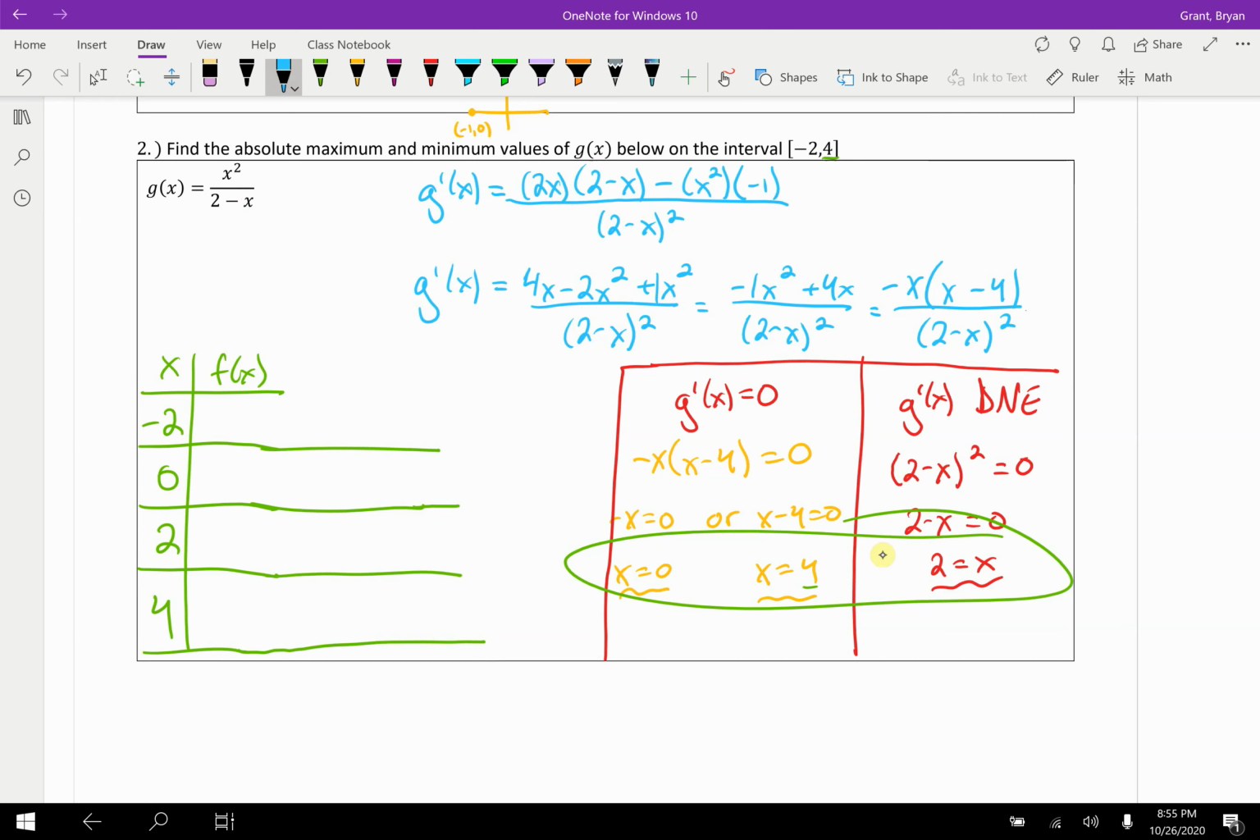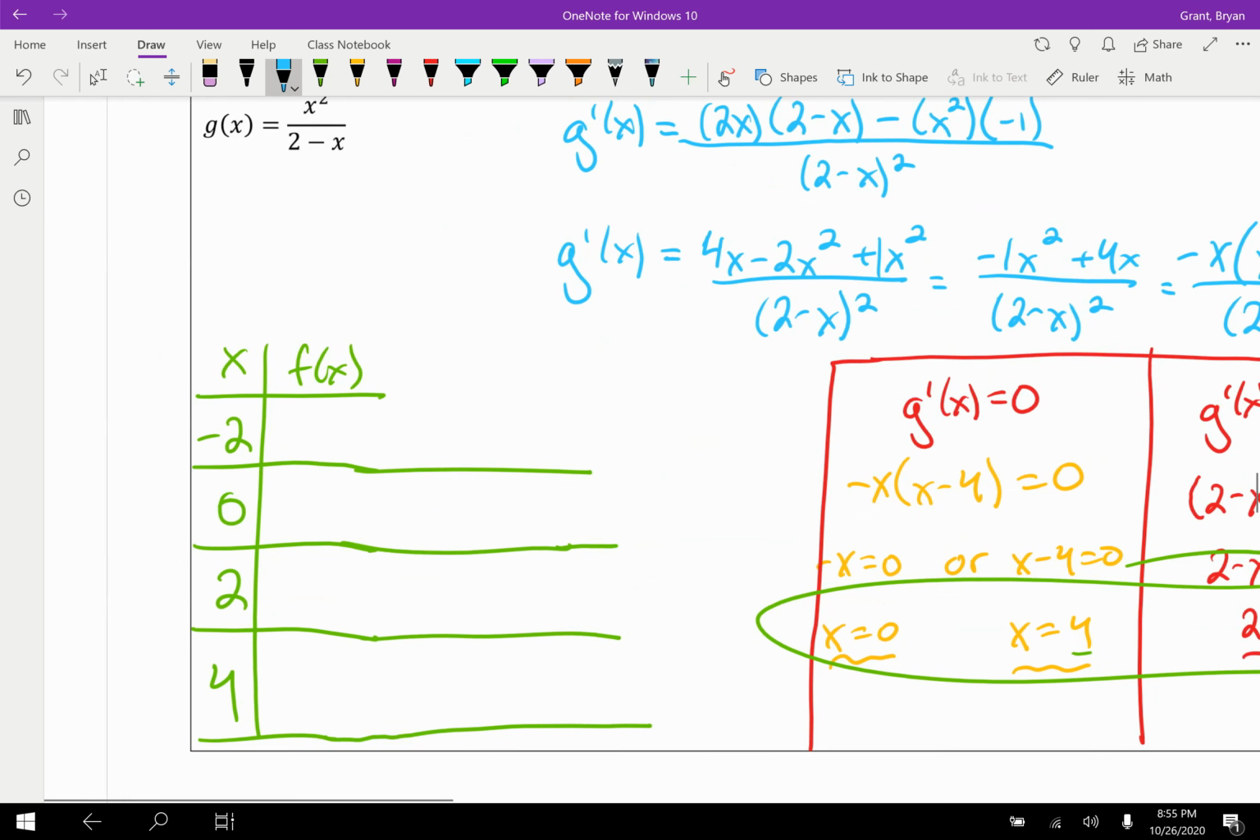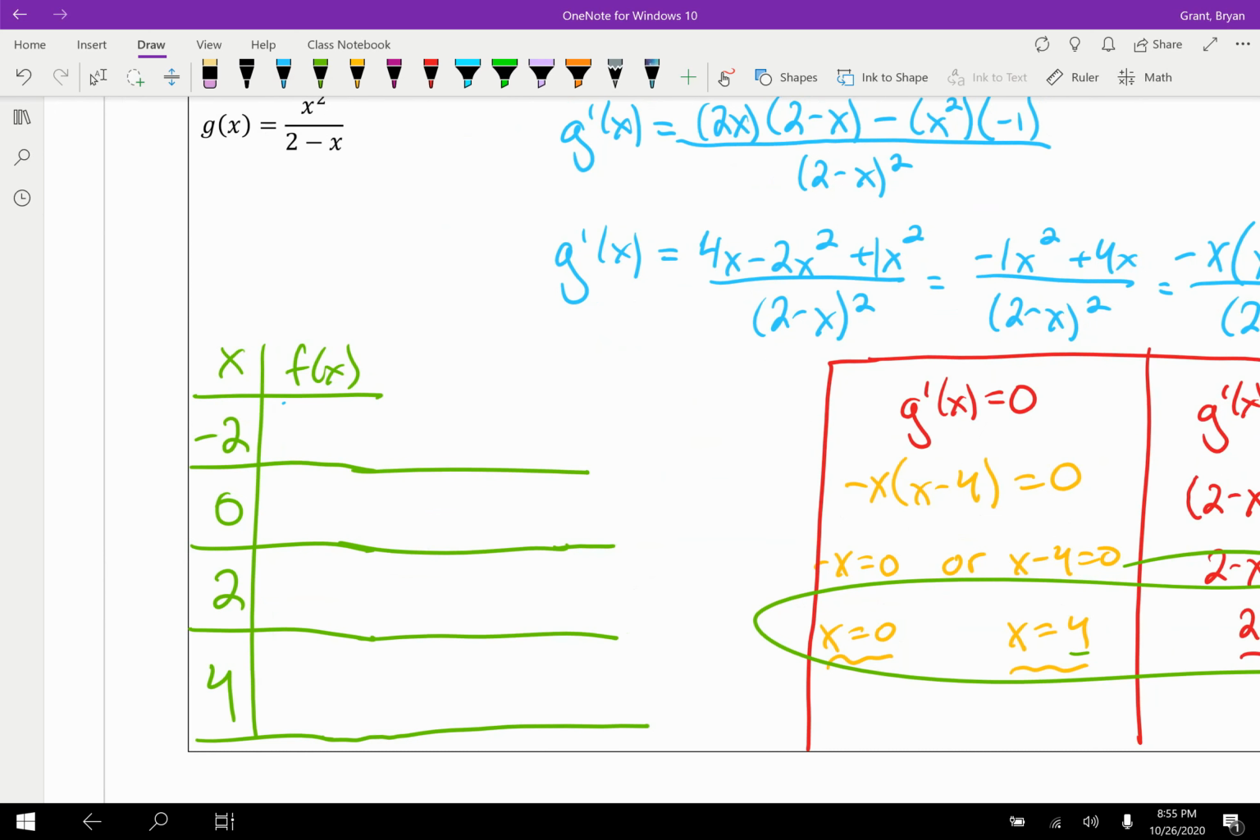Okay, so when I substitute -2 into my original equation up here, it becomes -2 squared divided by 2 minus -2. I'm looking at 4 over 4, which is 1. All right, when we substitute in 0, we have 0 squared over 2 minus 0, 0 over 2, that's 0. Let's substitute in 2. 2 squared over 2 minus 2 is 4 over 0, and that does not exist.